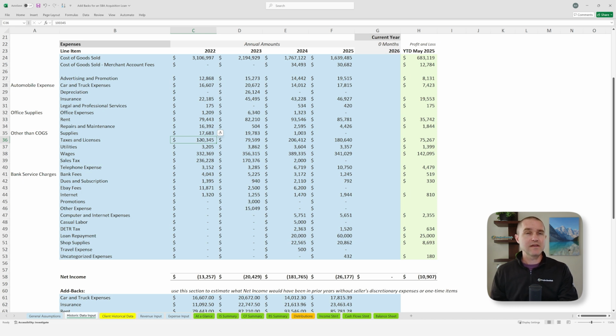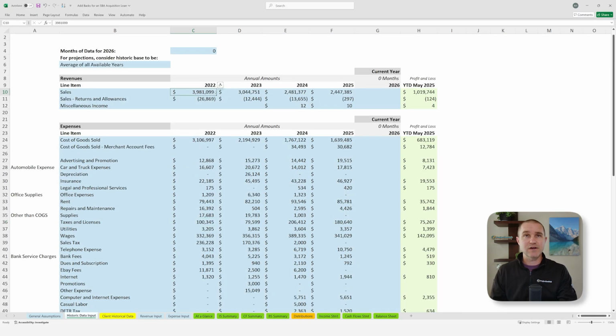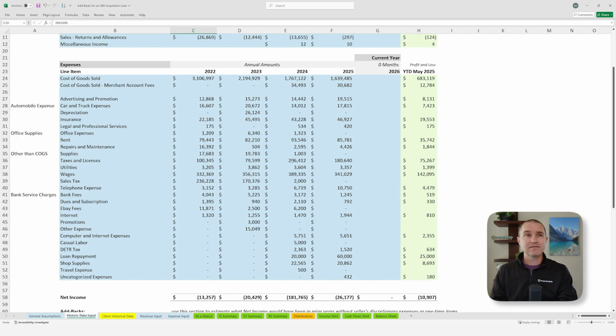Okay, another thing that really stuck out to me on this one: taxes and licenses. There's some pretty substantial tax and license expense, and it didn't really make a lot of sense to me. I was looking at sales. I mean, sales are actually down $1.5 million from 2022 to 2024, and yet this taxes and licenses was double. So I have no idea what's going on there.